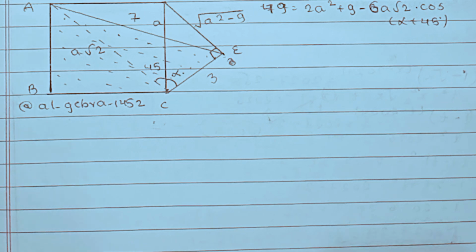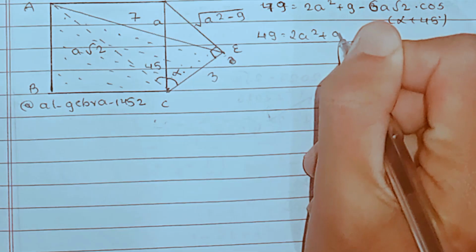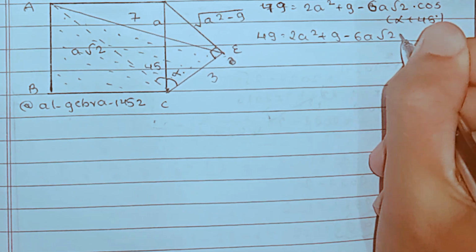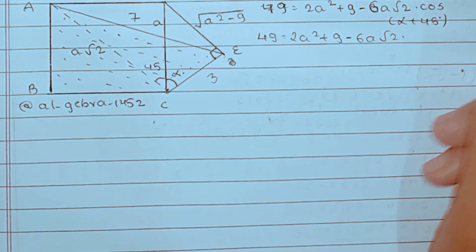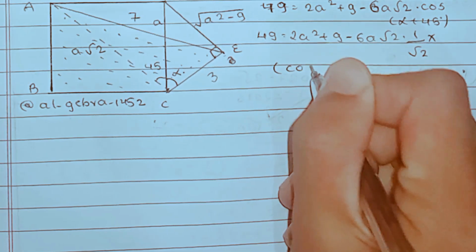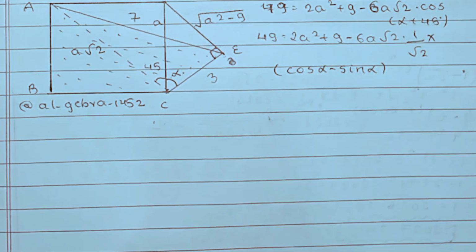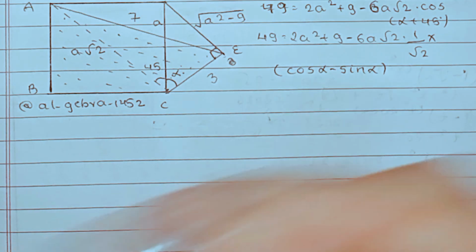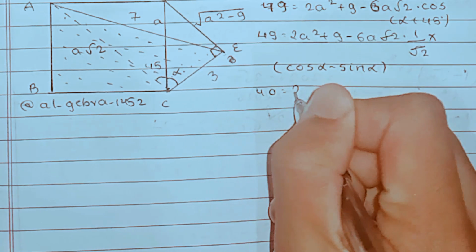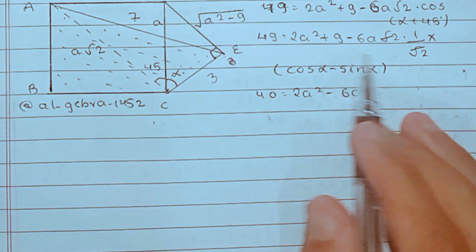So now what you can do is write 49 is equal to 2a square plus 9 minus 6a root 2 into cos of alpha plus 45 degrees, which will be equal to 1 by root 2 multiplied by cos alpha minus sin alpha. Now we can cancel out root 2, so we get 40 is equal to 2a square minus 6a into cos alpha minus sin alpha.